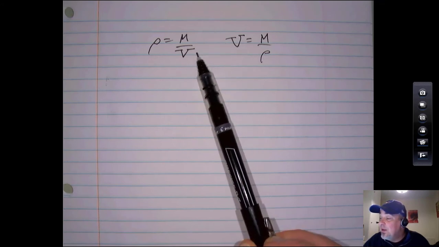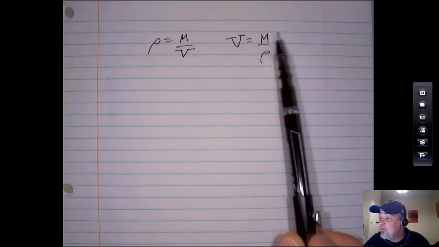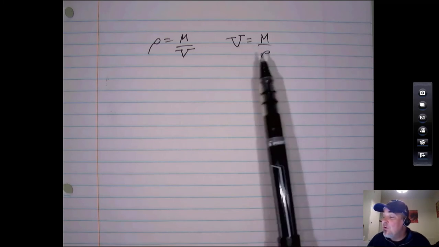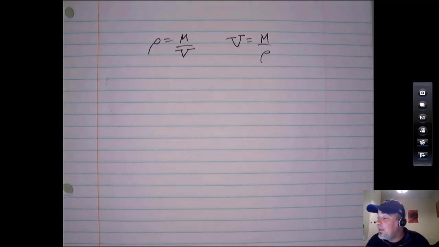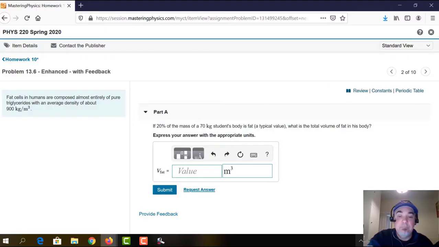That's the SI unit. So in this problem, you're given the mass and you're given the density. You'll see that the volume will come out in cubic meters. All right, let's look at the next one.